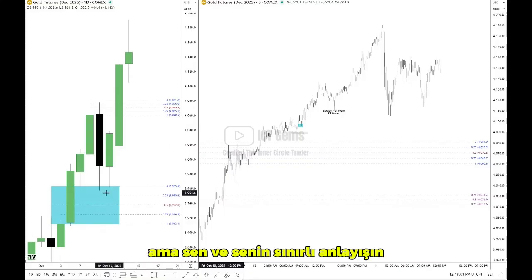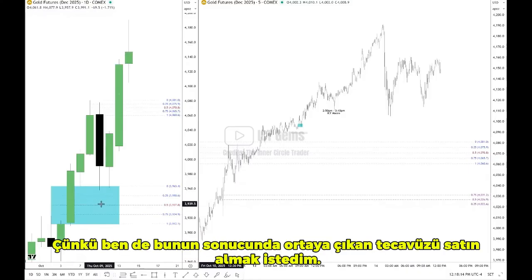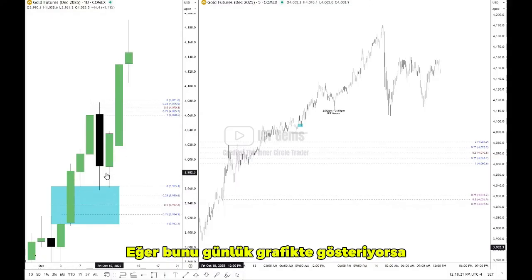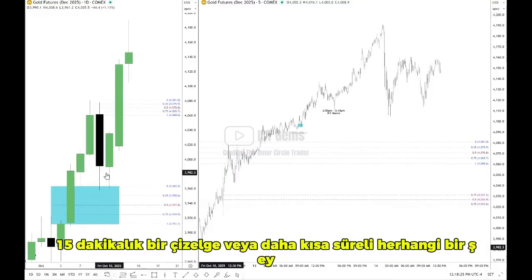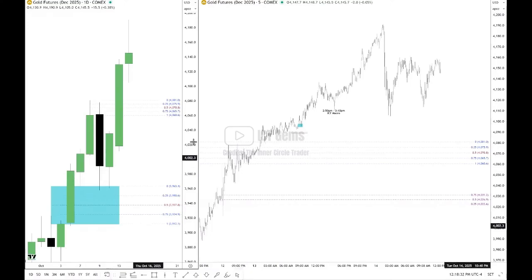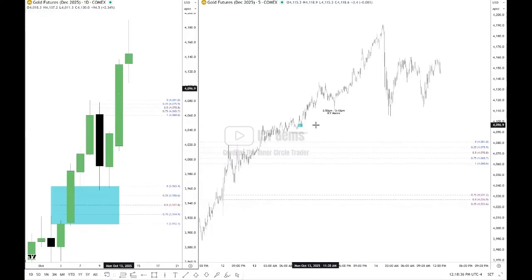But you, in your limited understanding, when you come to me, you'll see that as I missed a trade, it didn't give me what I wanted because I wanted to buy consequent encroachment or upper quadrant, and it starts to run away. Well, if it's showing it on a daily chart, all you have to do is drop down to an hourly chart, a 15-minute chart, or anything less than, and look for anything that's bullish at the right time of day. Macro times, you saw that probably in the notes, it's staring you in your face right here. We'll cover it in a minute.